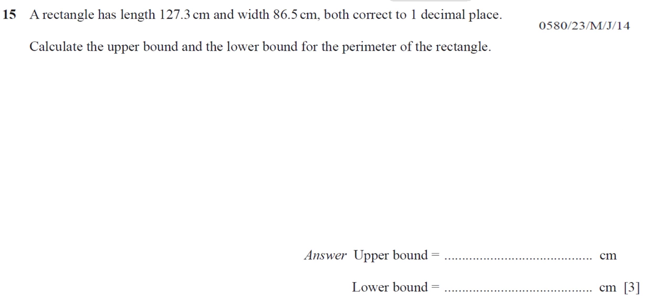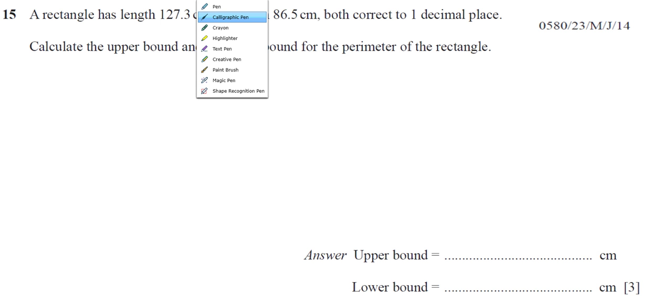Okay, now to question number 15, paper 2, May/June 2014, variant 3. This question is about upper and lower bounds, which again is one of those topics where some students do have a bit of difficulty. So hopefully we can address those problems now.